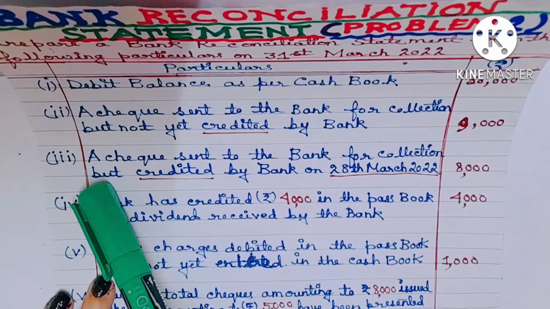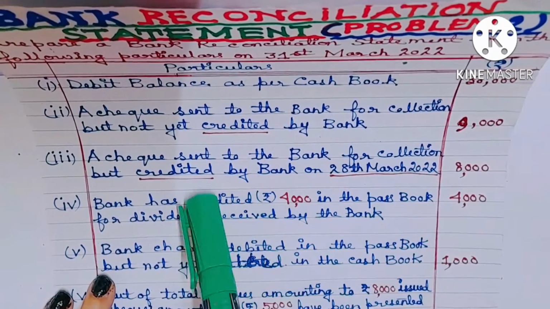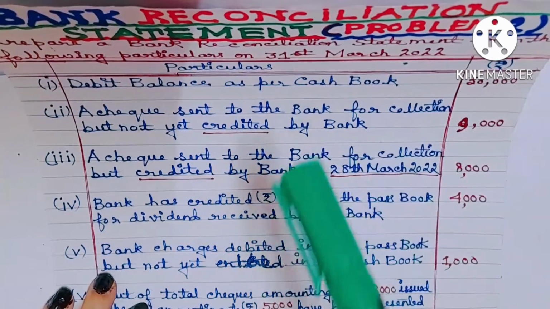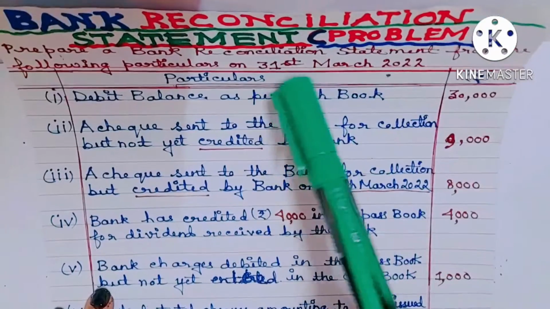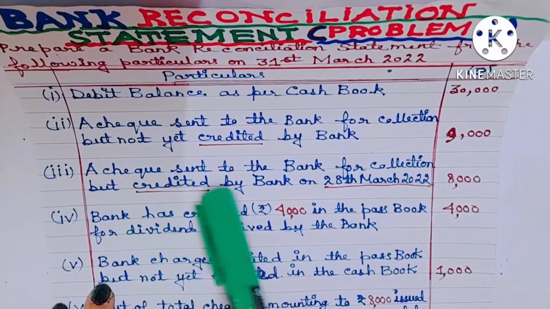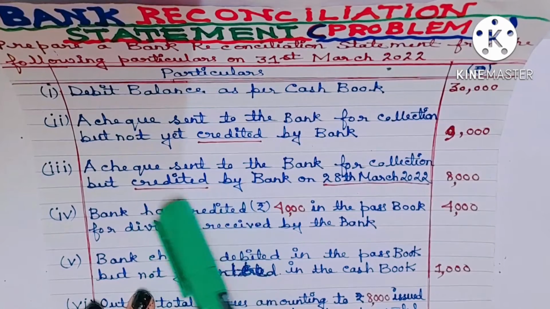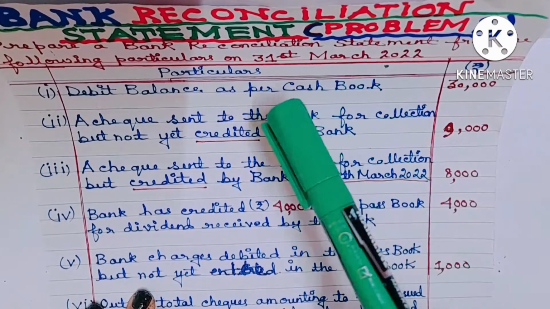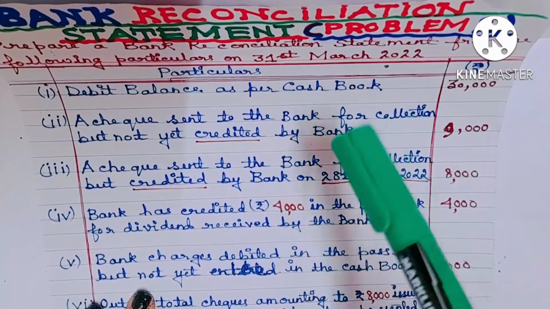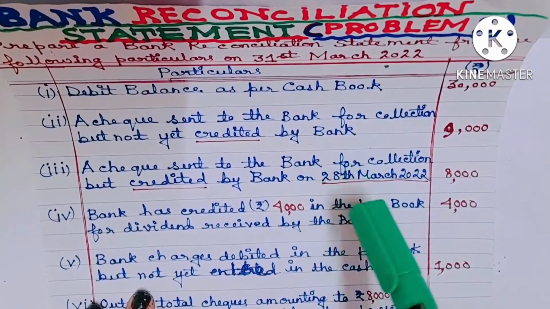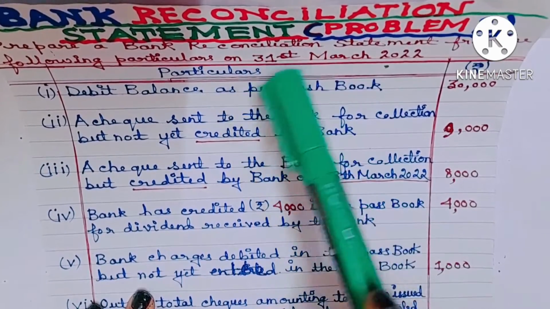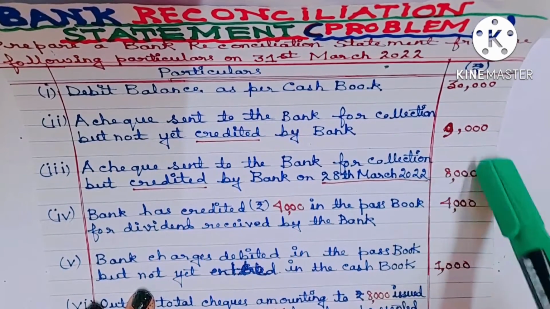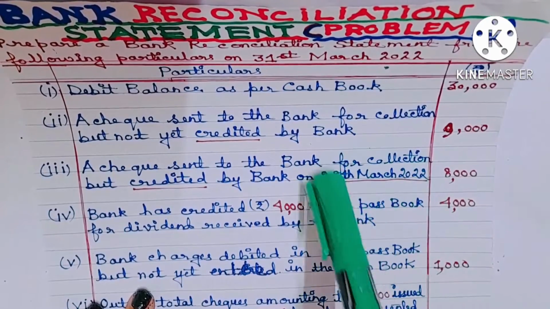See, number 3. A check sent to the bank for collection but credited by bank on 20th March 2022, 8,000. Please remember the date is very important. See the date, 31st March 2022. The check has been sent to the bank for collection, but the bank has credited on 20th March 2022. Please remember, if the bank has credited or recorded the amount in the credit column or deposit column of the passbook within 31st March 2022, we don't have to add or less 8,000. We just have to ignore these transactions.